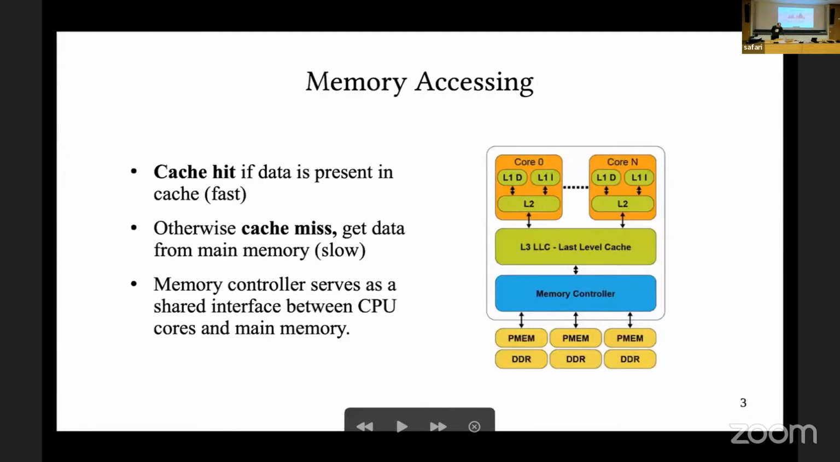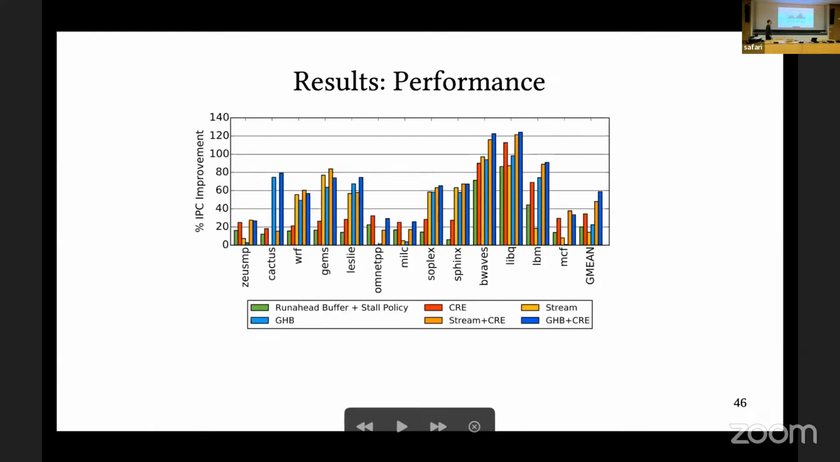Okay, so performance. What do we get? What's the payout? Here we have a bunch of different setups. The interesting thing is we have a bunch of prefetchers and then also added CRE on top of it and compared the two scenarios. And as you can see, there's always a pretty decent speedup there.